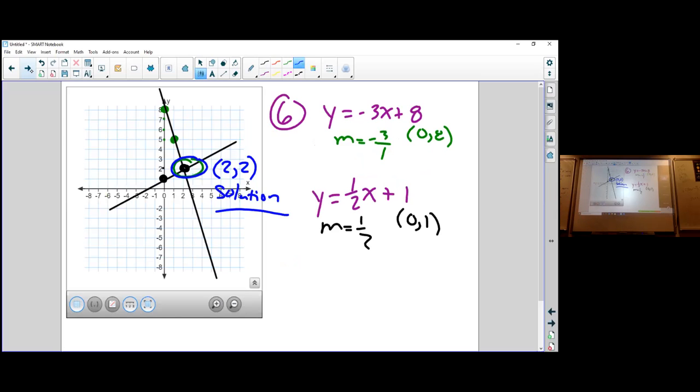And then we just did this one where we had a y-intercept at the top equation of 0, 8, and then a slope of negative 3 over 1. So from that point, 0, 8, we count down 3, right 1, draw a straight line. And then for our second equation, we had a y-intercept of 0, 1, and then we plot that point. And then from that point, we go up 1, right 2, draw a straight line, and where the two lines intersect, in this case, is 2, 2. And so it works for us.